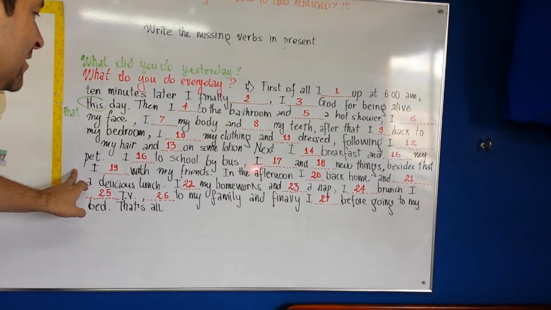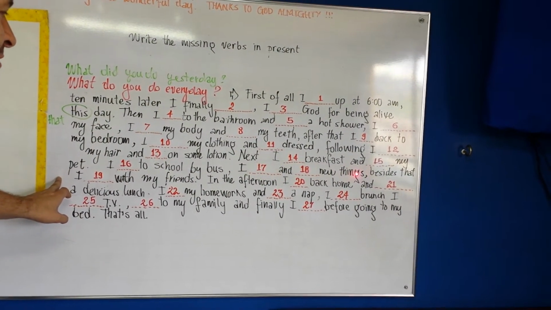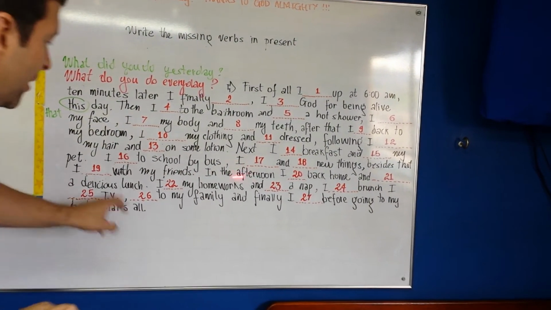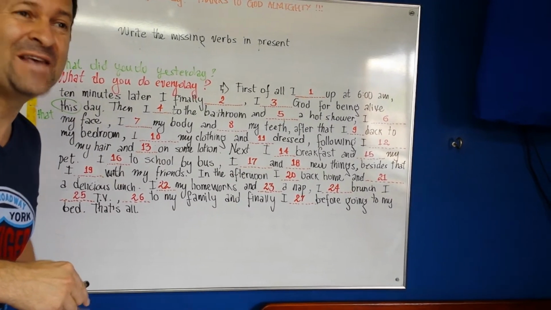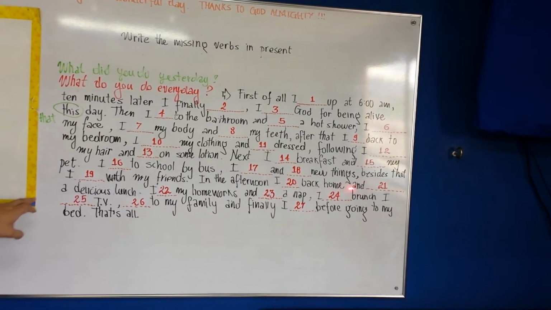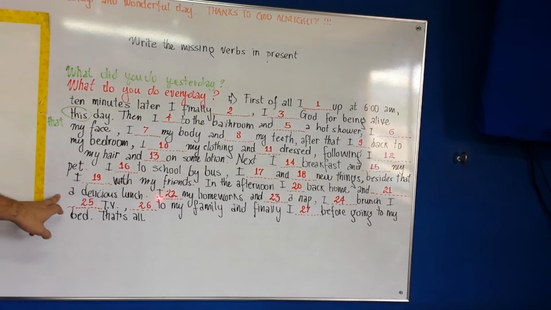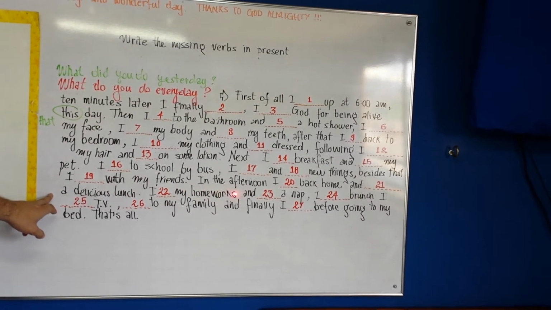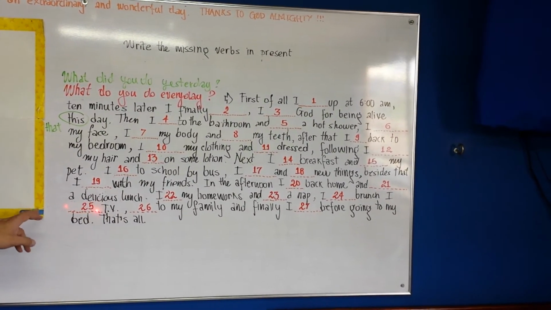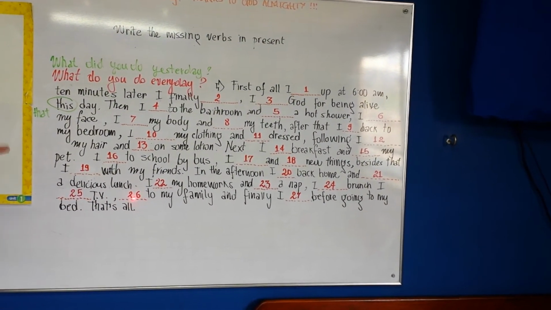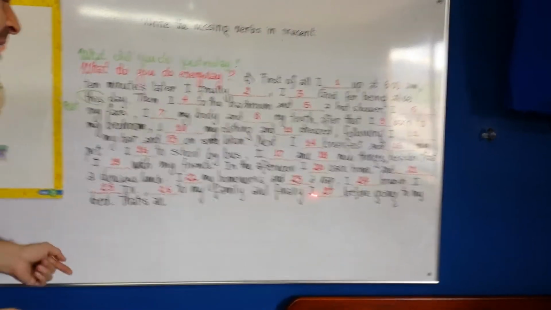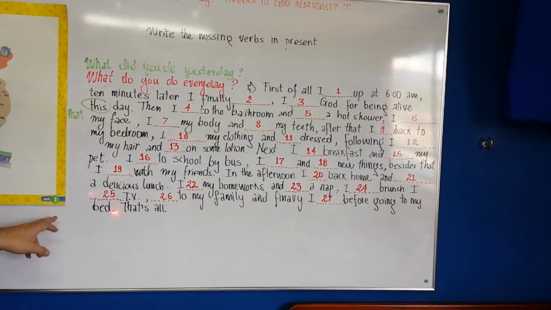I went to school by bus. I studied and learned new things. Besides that, I played with my friends. In the afternoon, be careful in here. In the afternoon, alright? Not in the afternoon, because here this word starts in the vowel. I went back home and I had a delicious lunch. I did my homeworks and I took a nap. I had brunch and I watched TV. Talked to my family. Be careful with that pronunciation. Talked to my family. And finally, I prayed before going to my bed.